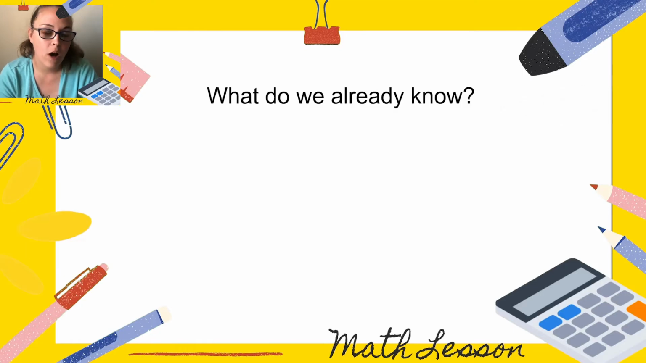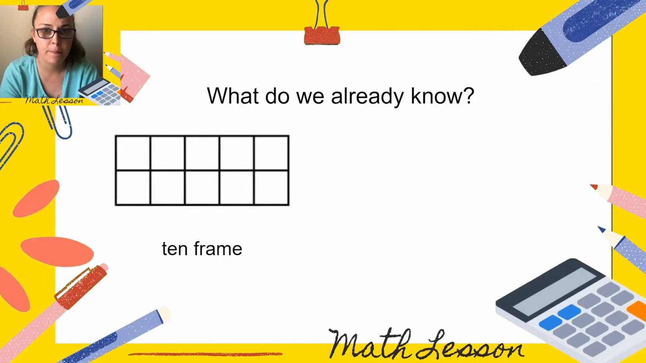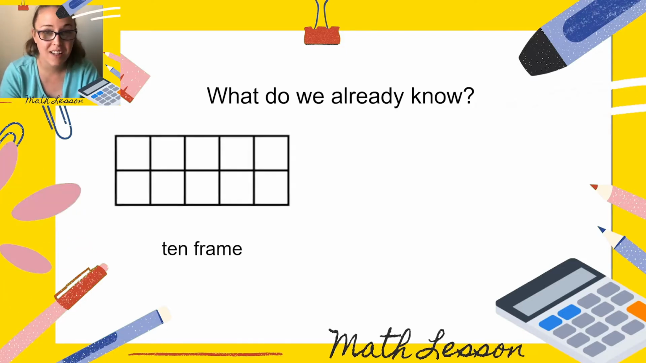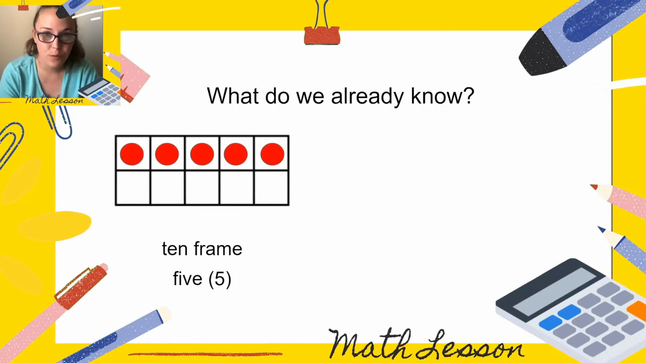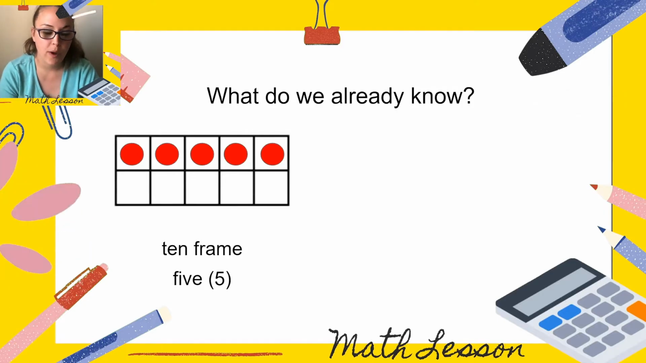We need to think about what we already know before we get started for the day. So some things that we already know are that this is called a 10 frame. We know lots of things about the 10 frame. What can you tell me? Great. When we fill one row of the 10 frame, that makes 5, and we know that. We could count them here. 1, 2, 3, 4, 5. So when you have one row filled, whether it's the top row or the bottom row, that makes 5.